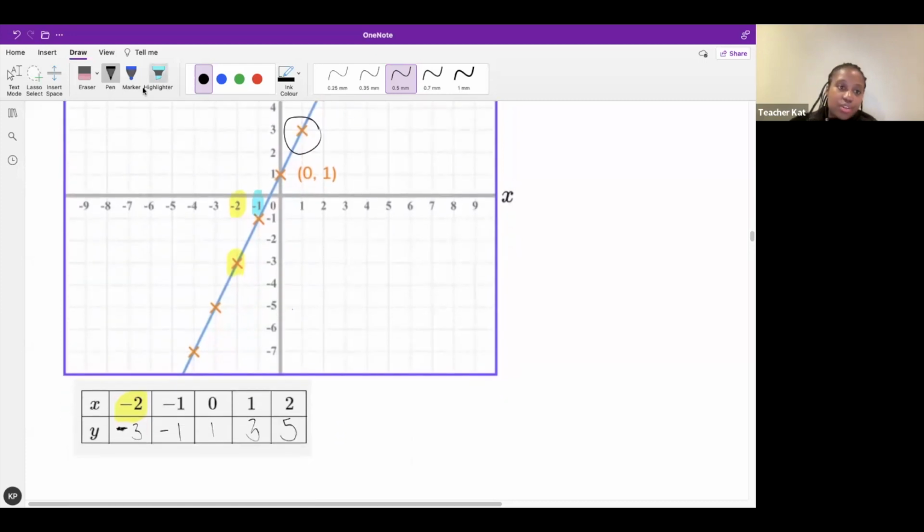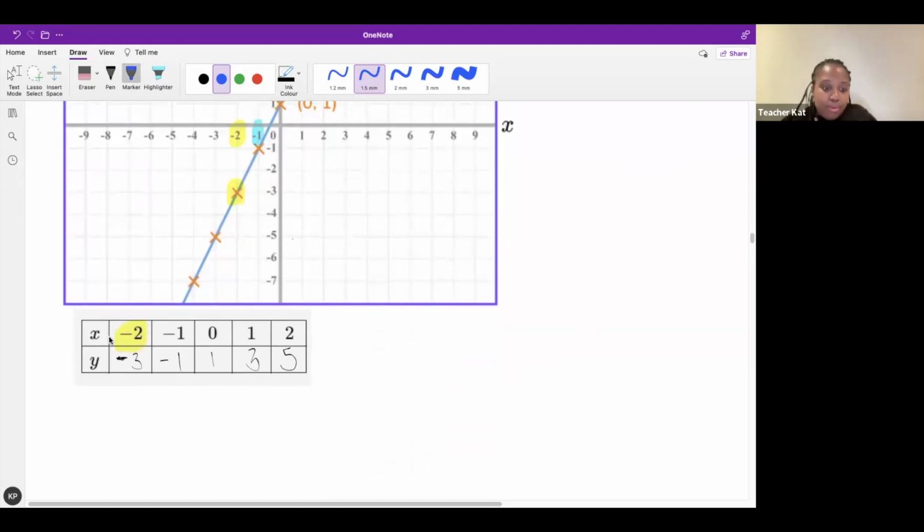Now, let's find the equation of this graph. Let's look at my outputs. From -3 to -1, 1, 3, and 5. What is happening with my outputs? -3, -1, 1, 3, and 5. We are adding 2. So then 2 will become my what? Multiplier. Okay, this is 2.